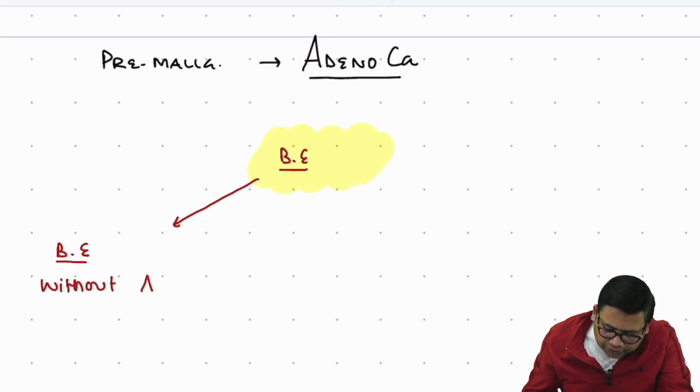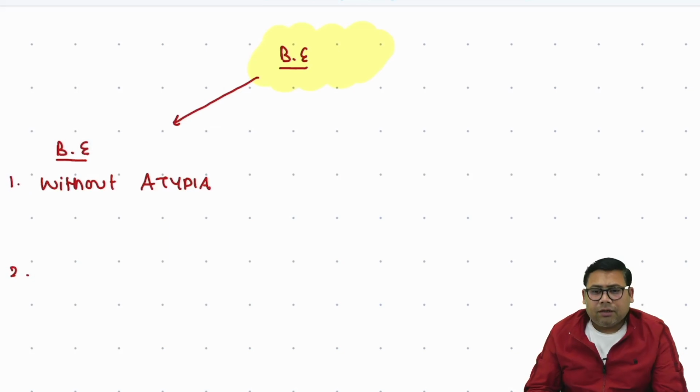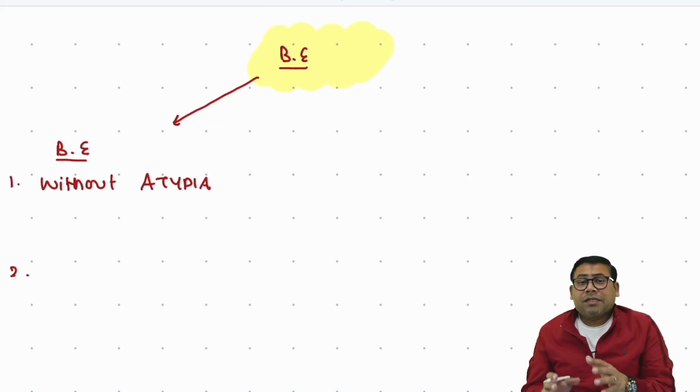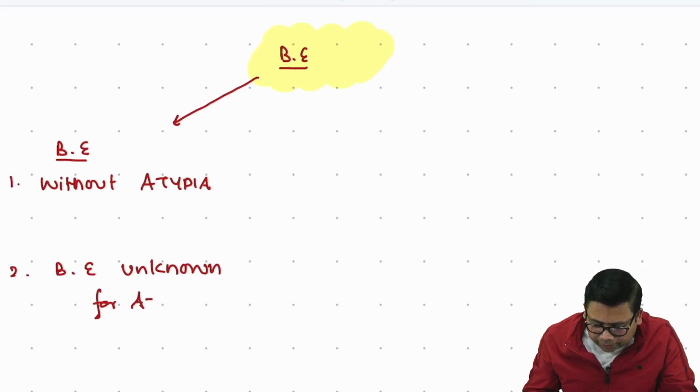So Barrett's esophagus without atypia, there are no atypical changes, point number 1. The second is Barrett's esophagus with atypia. So Barrett's esophagus without atypia and Barrett's esophagus unknown for atypia also, there is one more thing. So Barrett's esophagus unknown for atypia.